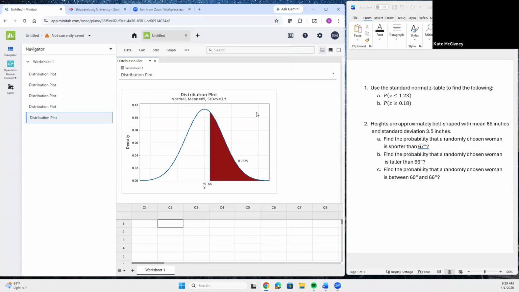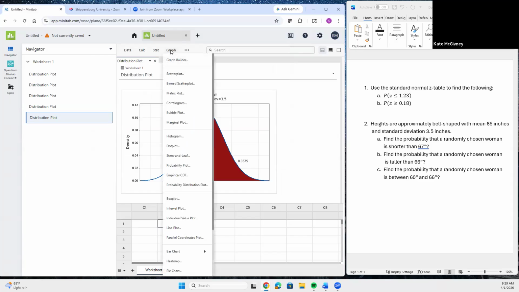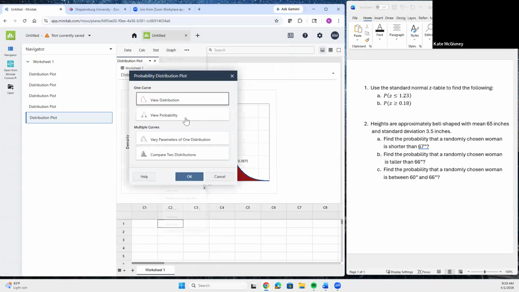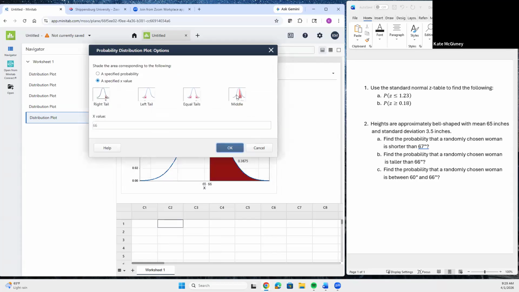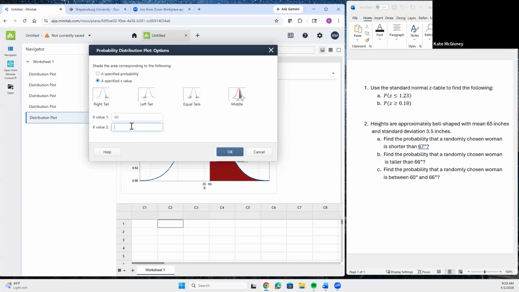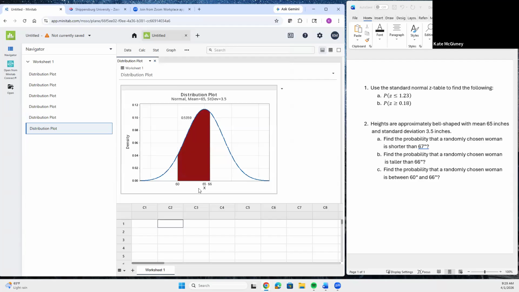Finally, how do you do part C? What's the probability a woman is between 60 and 66 inches? Go to the same place, but under Options, we want to do middle, and you want to go from 60 to 66 inches. Okay, and we can see here the answer is a 53.59% chance.